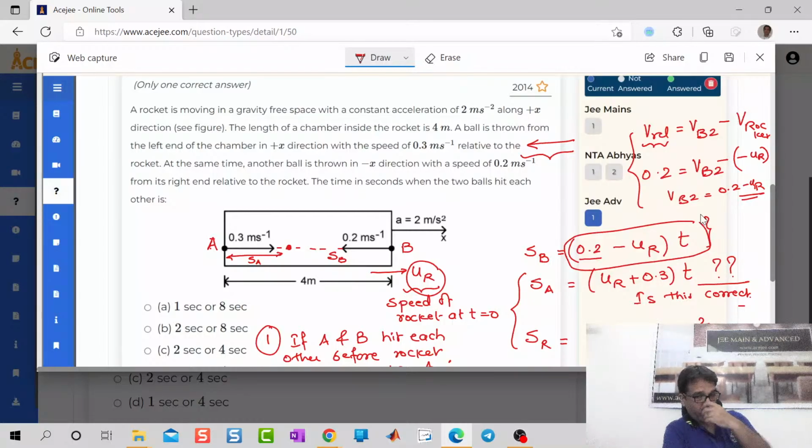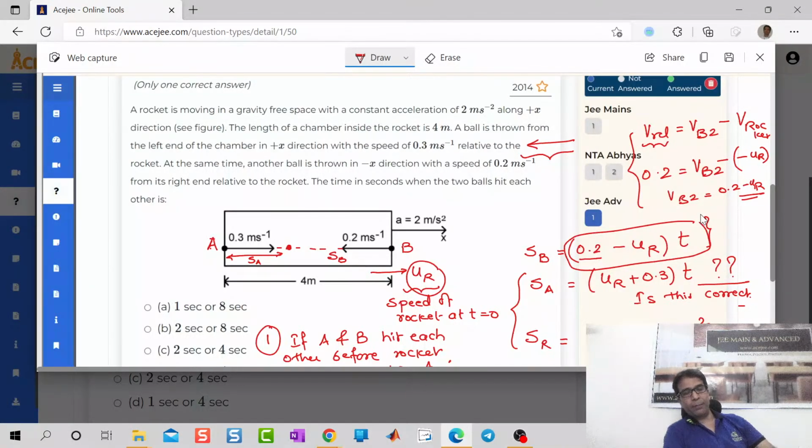In any case, if you do that, beta, then you write SB and SA. If SB plus SA is 4 meters, then they would have met each other, correct? So when you do SB plus SA equals 4, you get your answer as 8 seconds. What is the other scenario?